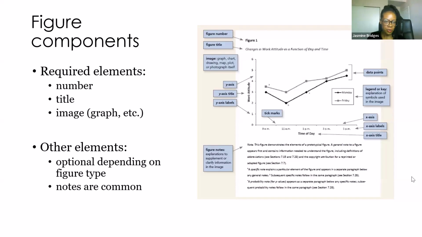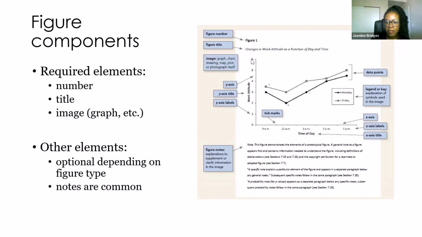Okay, yes. So let's get into the figure components that all figures should have, regardless of whether it's a chart, a graph, a drawing, etc. So the first thing we're going to want is the figure number itself. Here you'll see at the top it says Figure 1. Notice that it's capitalized so that it can refer back to where it's placed in the text.